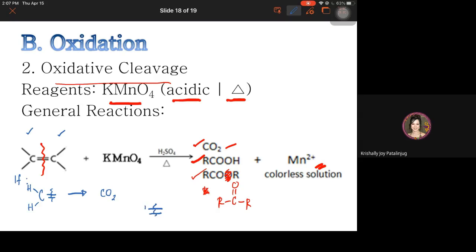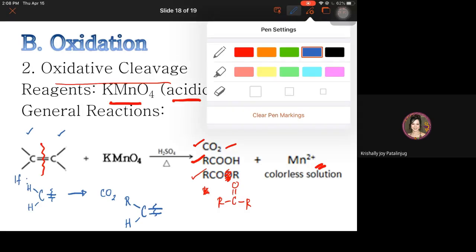Let's say a carbon here, and its cleaved part has one R group directly attached to the carbon, right? That is the R group. Then the other one is hydrogen. That part becomes a carboxylic acid.